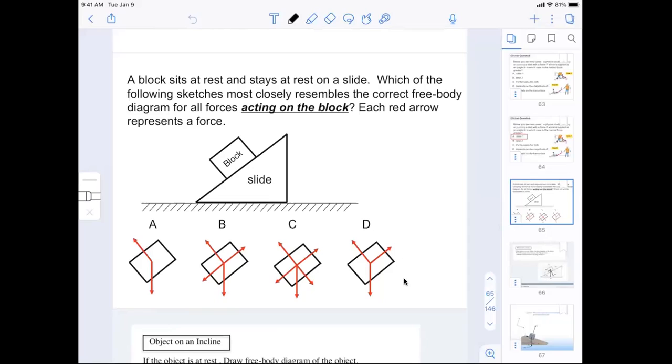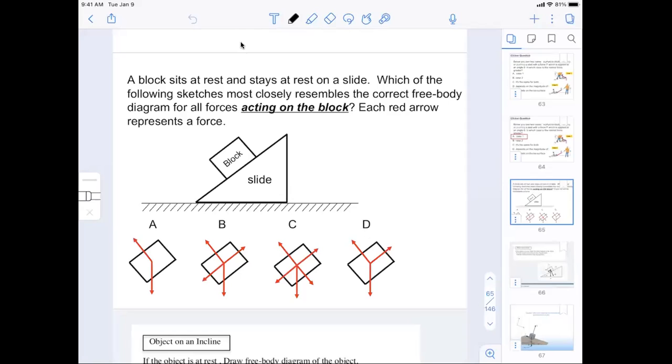Okay, now let's take a look. What do we say about drawing free body diagrams? What are the steps? First of all, you isolate the object that you're interested in, right? In this case, we're interested in a block. Second, you think about what other objects the block is in contact with, because these other objects will be exerting a force on the block.